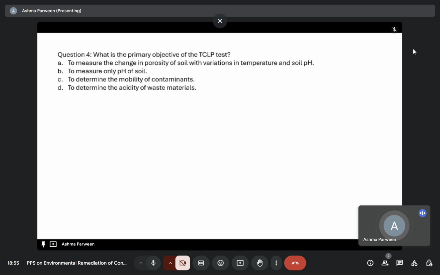So again, I will give you all 3 minutes. Just take your time. Try to solve this question like it is a theoretical question. So please try to write the correct option in the chat box and then we will see which one is the correct.